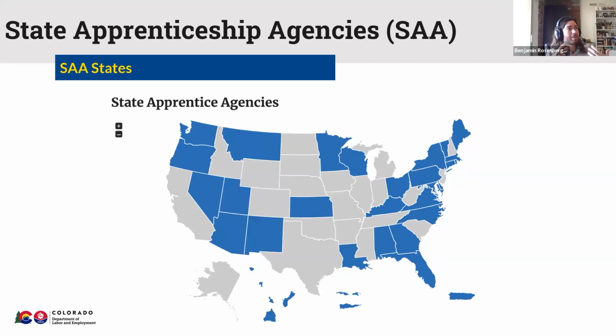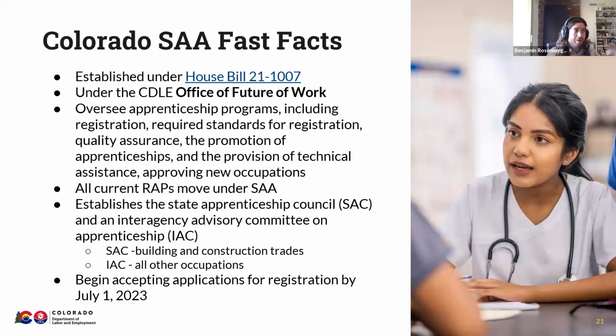Whereas if you're a state apprenticeship agency, instead of having a federal government office do that, the state makes an office, and that office run by the state is responsible for developing and maintaining the standards for apprenticeship programs, as well as doing quality assurance on all of those programs within the state. You'll see that Colorado is not listed as an SAA state in this photo, and it needs to be updated because as of July 1st, 2023, a few months ago, Colorado became an SAA state.